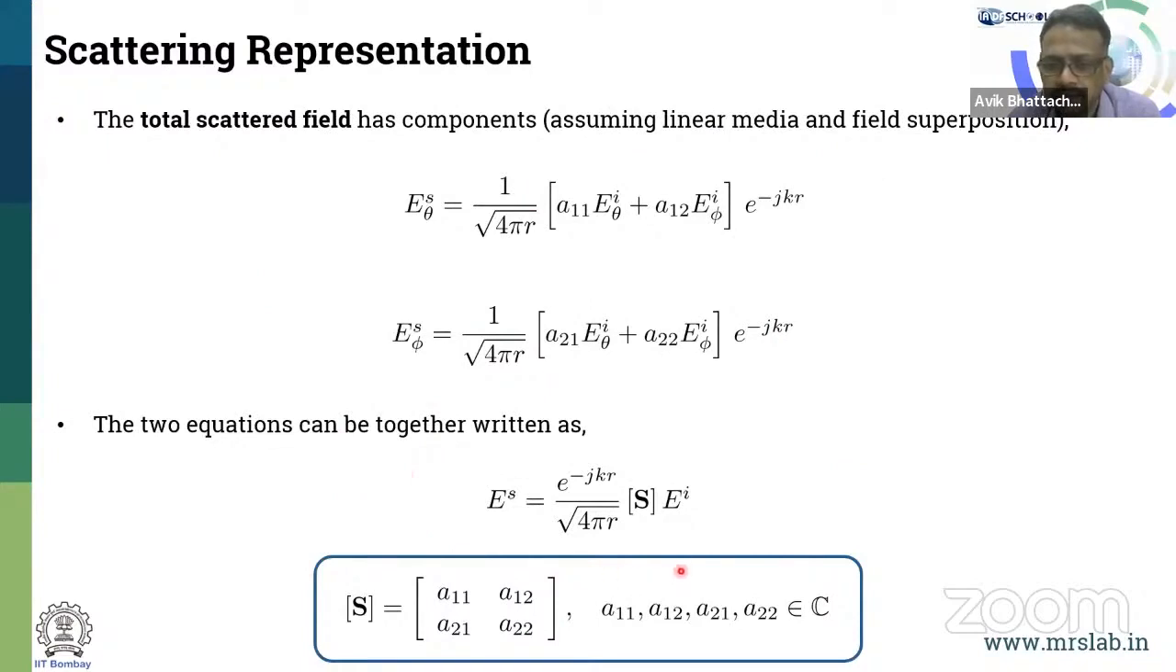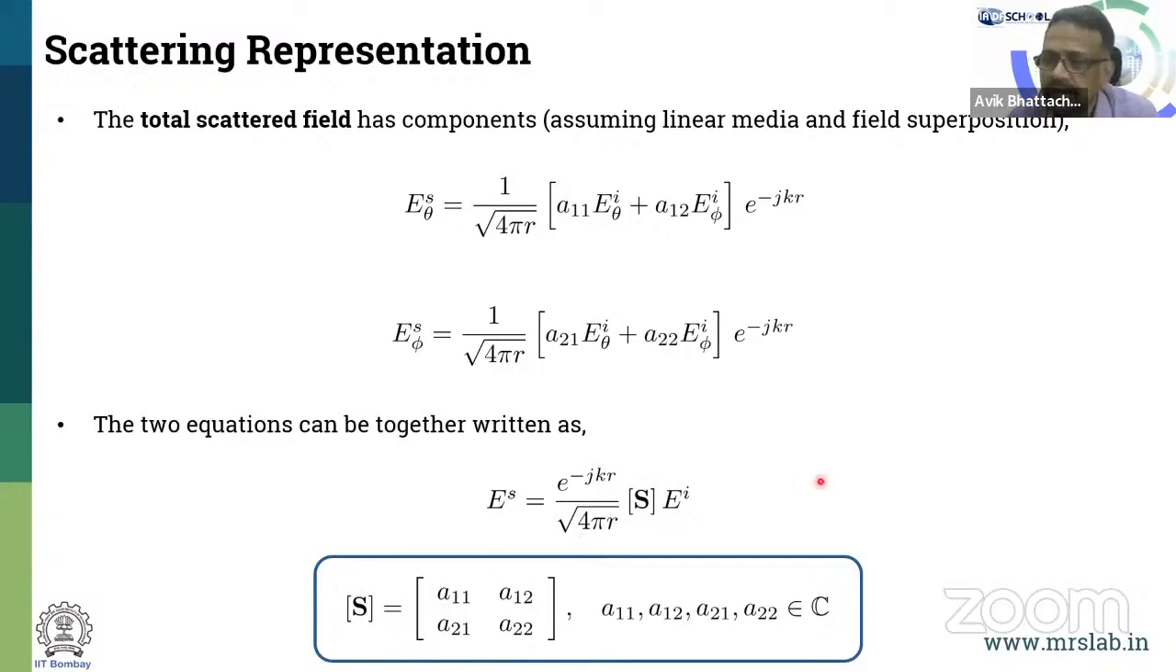The final form can be written in terms of the total ES, the scattered field, which is nothing but the relationship with the incident field, and what plays the role inside is this S over here, which has these components, all of which are complex in nature.